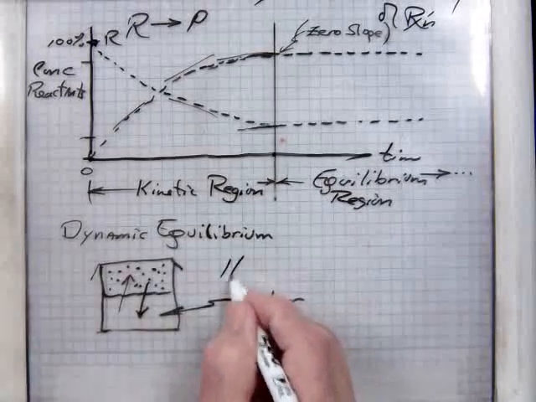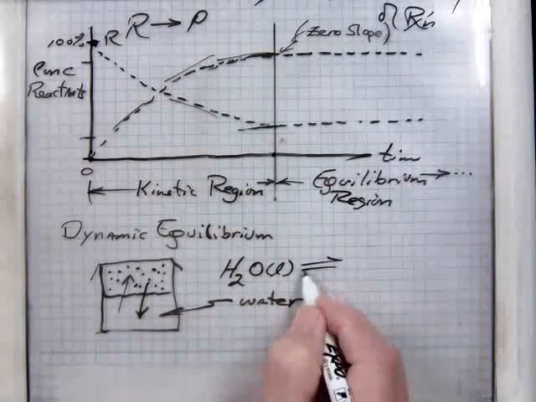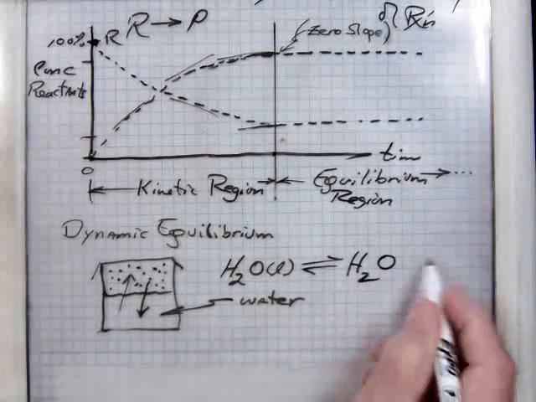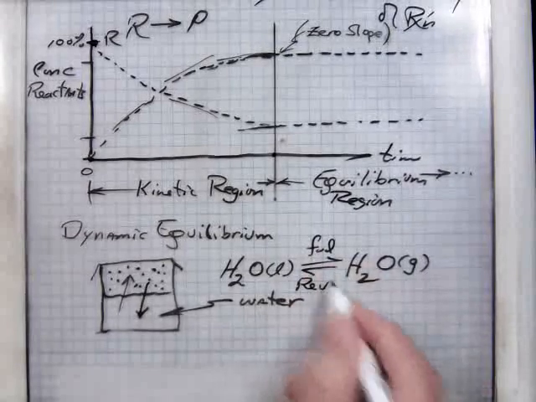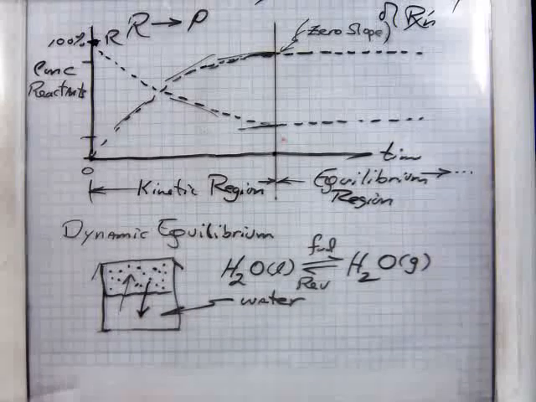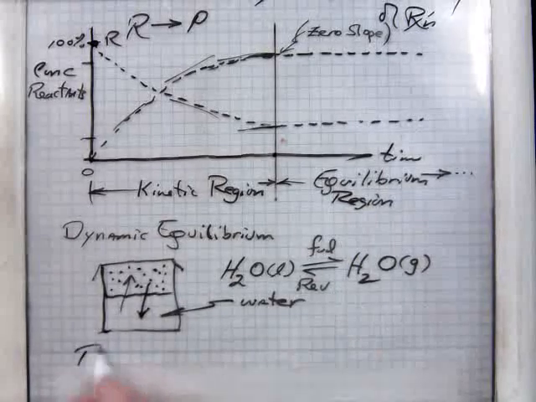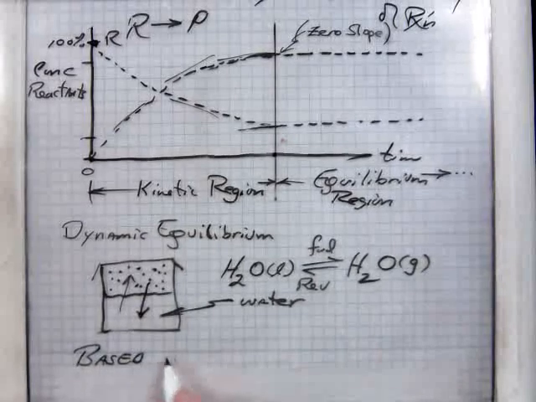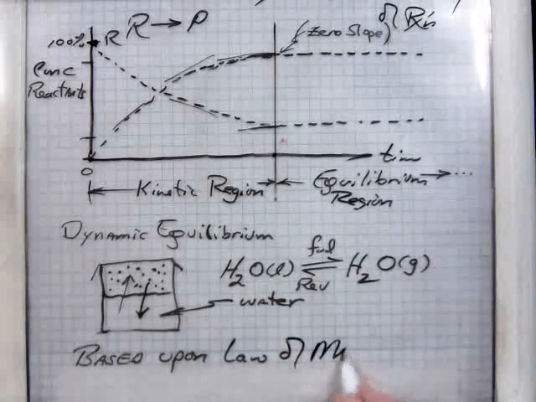And in this case, we would write H2O liquid in equilibrium with H2O as a gas. And this is the forward, and this is the reverse of that reaction. And this begins our study of the chemistry of equilibrium. Now, in analyzing this from a stoichiometric standpoint, this is based upon the law of mass action.